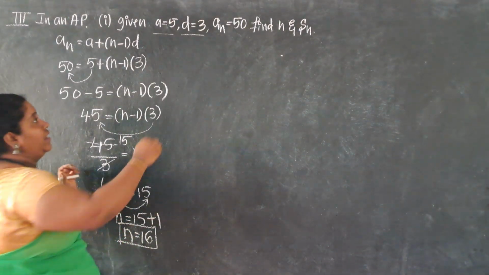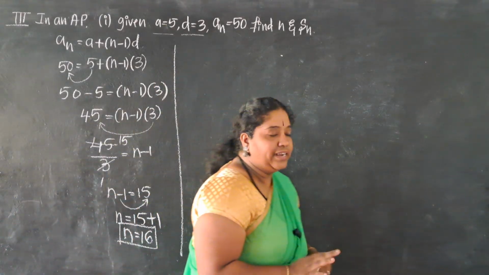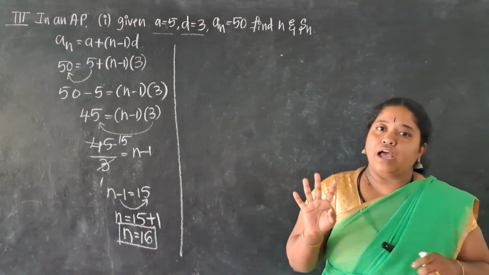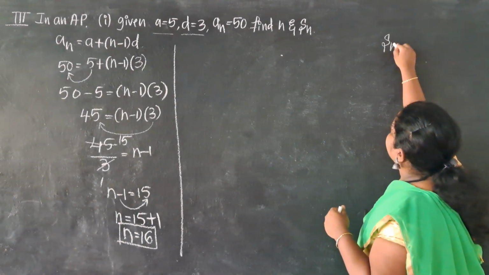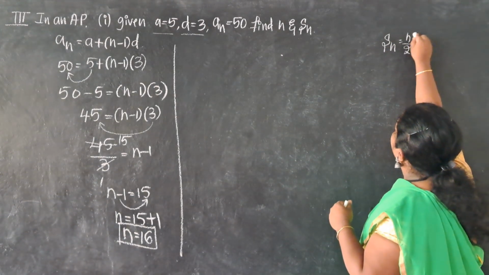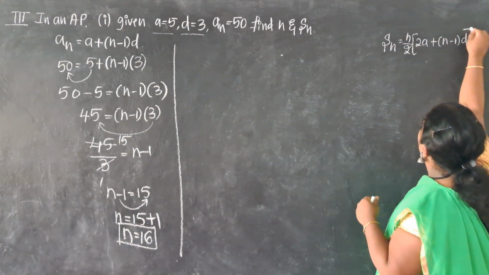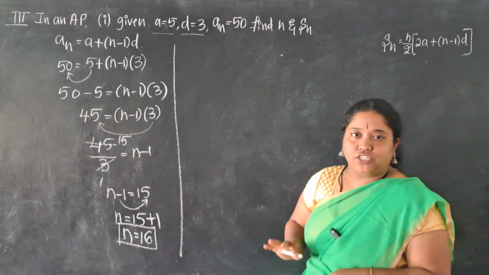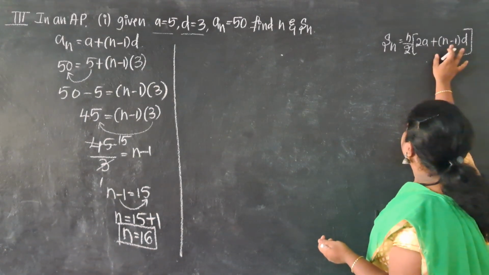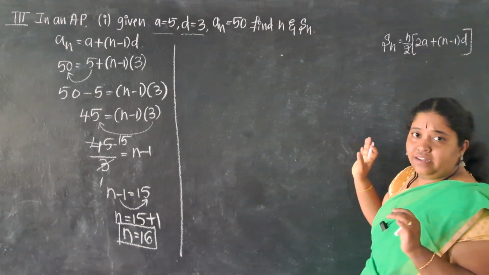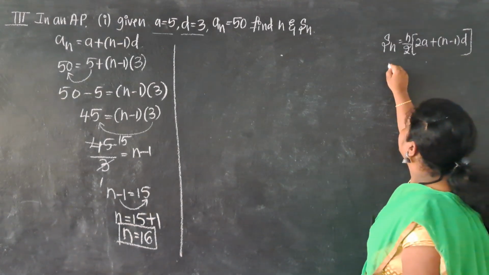Once I get the n value, it becomes easy for me to calculate Sn. See, dear, I have two formulas for Sn. What are those two formulas you remember? Sn is equal to n by 2 bracket 2a plus n minus 1 into d. This is the one formula I have for Sn calculation, where a, d and n are provided. I have another formula also. What is that other formula?